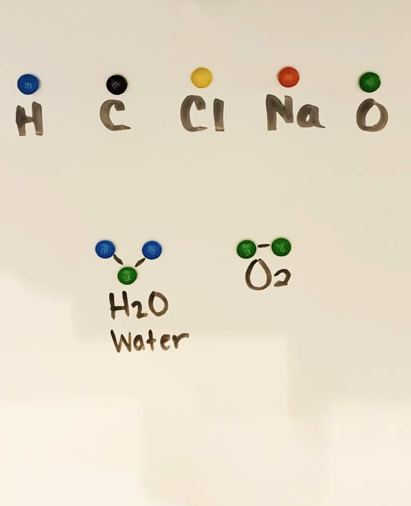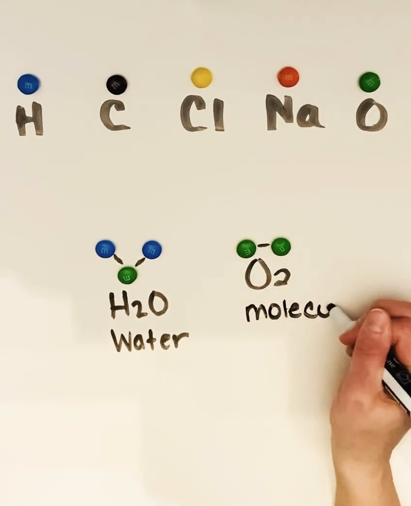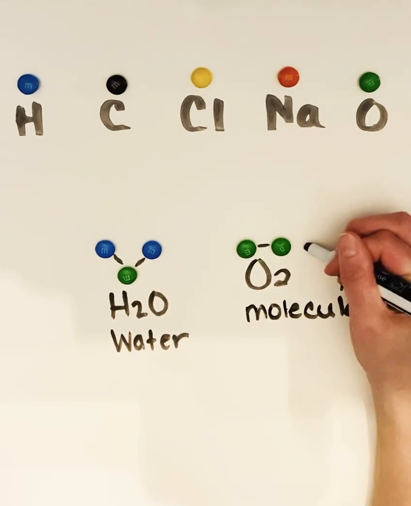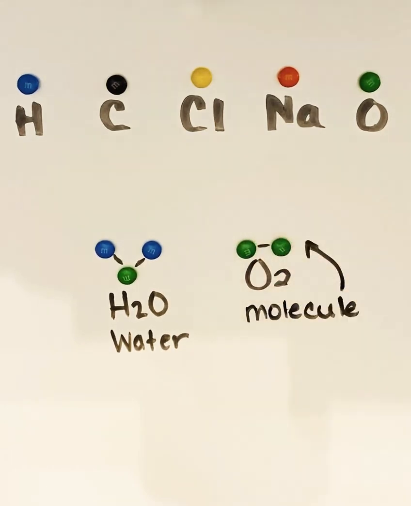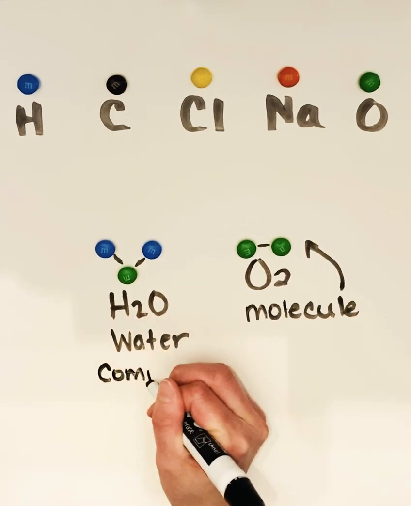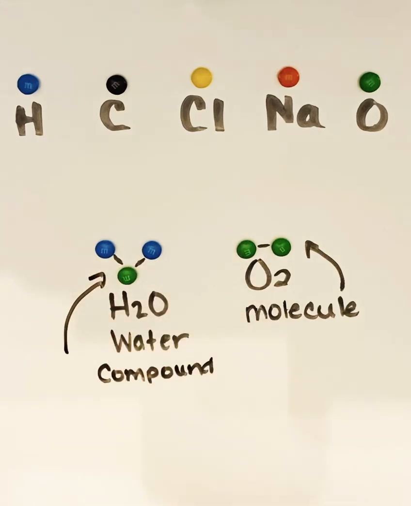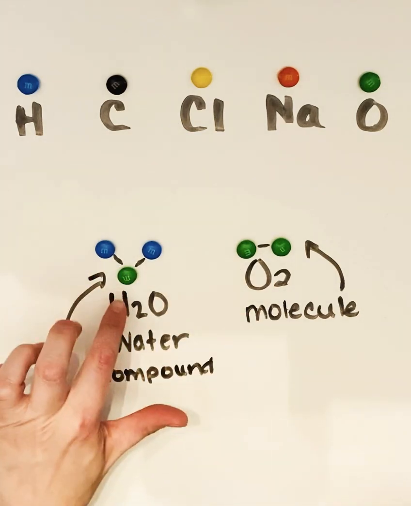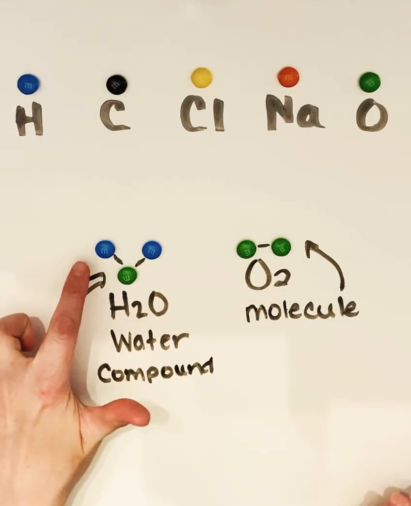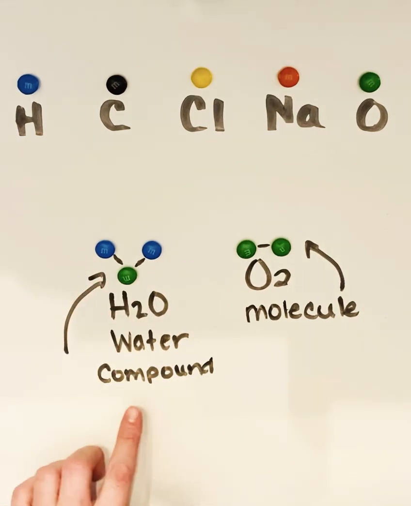So here's the difference between compounds and molecules. Molecules are two or more of the same elements chemically combined. So two atoms or more of the same element that are chemically combined, versus a compound. Compounds like water have two different elements. So in this example, oxygen is one element and hydrogen is another element. So those two elements are chemically combined to create this compound.